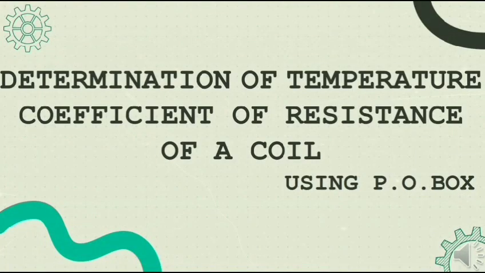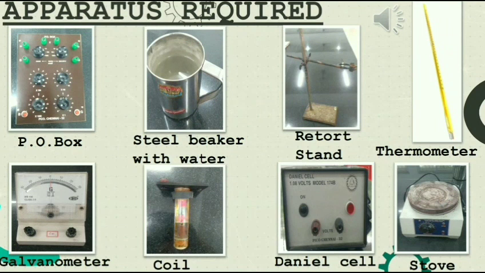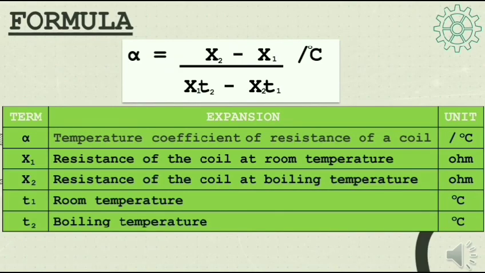Hello everyone, in this video we are going to learn how to determine the temperature coefficient of resistance of the material of a coil using a PO box. To find it, the following apparatus are required. By using this formula, the temperature coefficient of resistance of the coil is calculated.